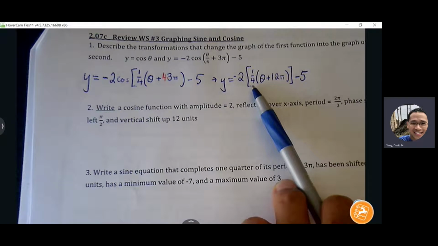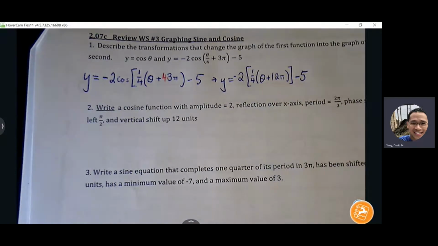The 1/4, that's the b value, right? 2 pi divided by 1/4, that's going to stretch that period out from 2 pi to 8 pi. So it's going to be a horizontal stretch by a factor of 1/4. Sorry, a factor of 4.